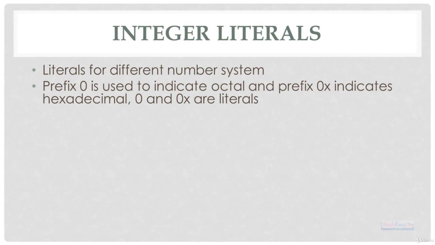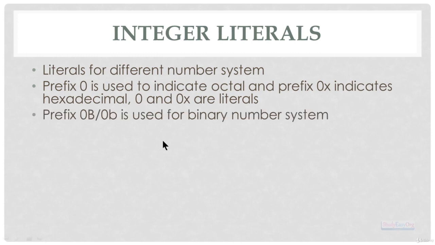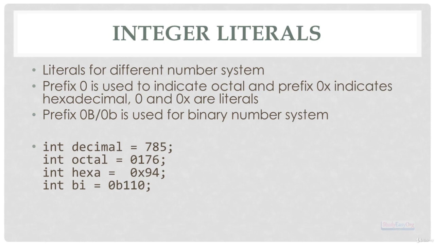As a result, if we prefix a number using 0, then the number would be treated as an octal number. If we prefix the number using 0x, then the number would be treated as a hexadecimal number. Likewise, if we prefix the number using 0b, then the number would be treated as a binary number. So these 0b, 0x, 0 are nothing but literals. Here are a couple of examples in order to initialize variables using certain number system formats.